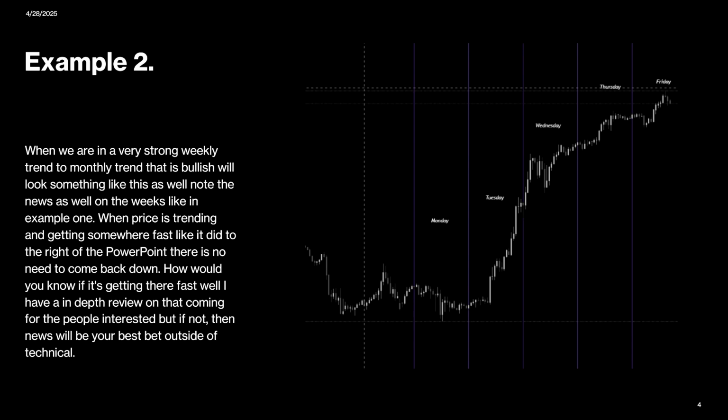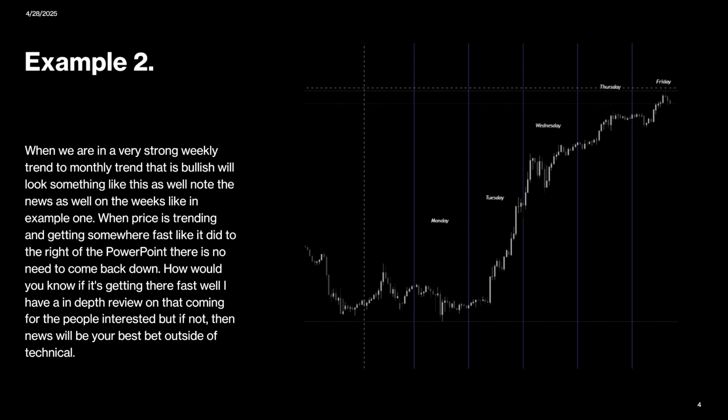I know that's very confusing, but it really isn't. You'll be able to trade both sides of the marketplace and still be on side with fast moving. It's not going to be all this high resistance when you're in a trade where it goes up, then goes right back down. It'll be pretty quick when it gets there because you're trading with some sort of momentum, we'll say that. So when we're in a strong weekly trend for the monthly, a trend that is bullish will look something like this.